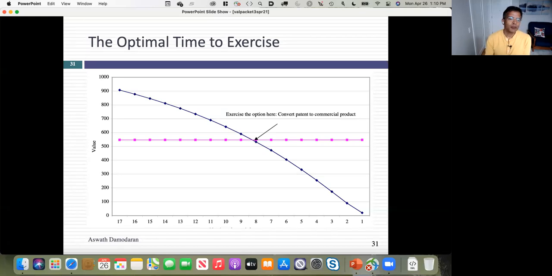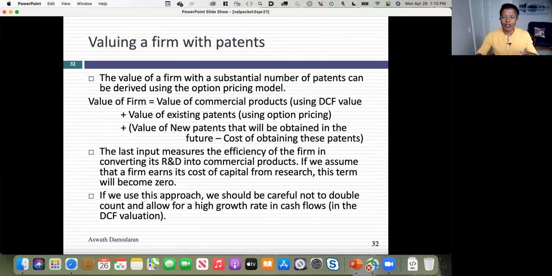Now, if you ask me to value Biogen as a company, not just Avonex, one way I can value Biogen as a company is to take a traditional DCF and give them a much higher growth rate because of this blockbuster drug coming through, and come up with the present value. That's always an option. But here's another way in which I can approach valuing Biogen.